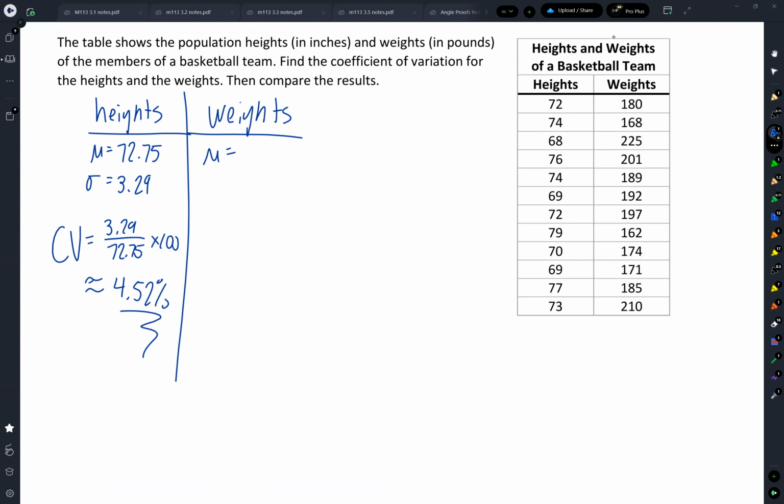Okay, so the mean of the weights is about 187.83 using my calculator. And the standard deviation for this population is about 17.69. So our CV for the weights is 17.69 divided by 187.83, times 100, which is about 9.42%.